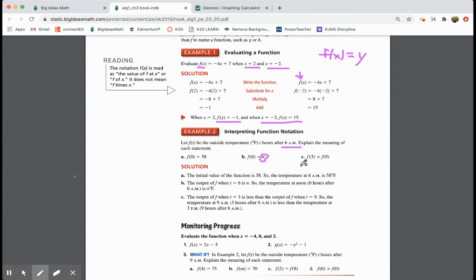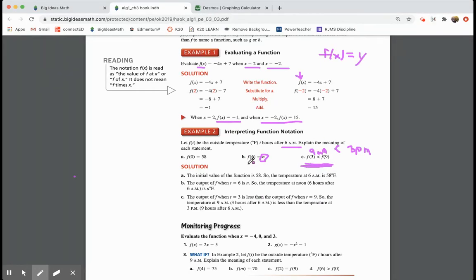So on C, this one looks confusing to me. These are the easiest ones once you plug it in. So f of 3, first let's figure that out. That means 3 hours after 6 a.m., 7, 8, 9 a.m., so that means 9 a.m. And 9 hours after 6 a.m., so 7, 8, 9, 10, 11, 12, 1, 2, 3 p.m. So all this would mean is the temperature at 9 a.m. is less than the temperature at 3 p.m. You're just having to interpret that.